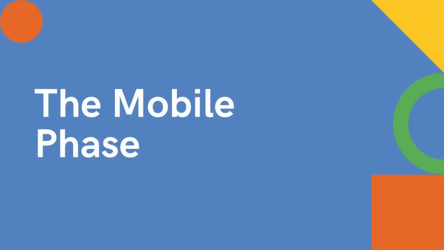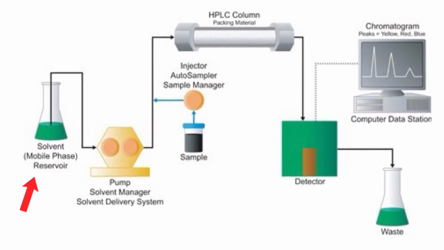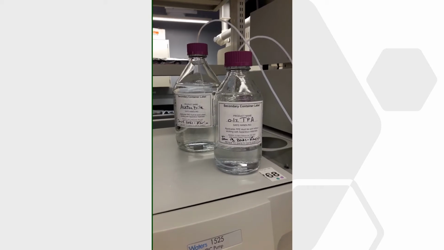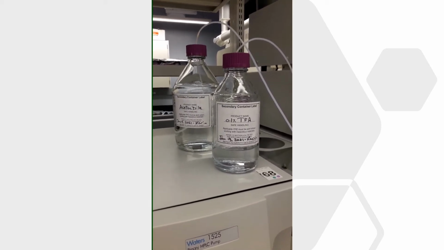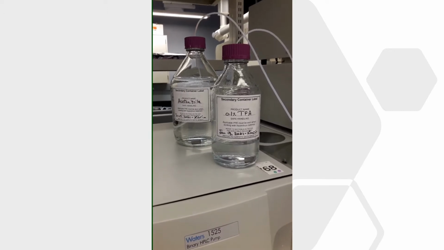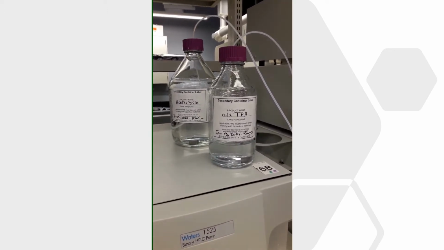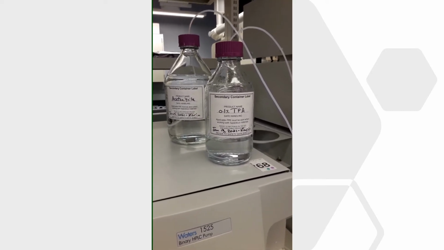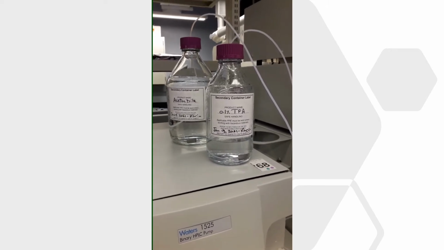Here we have the bottles of the mobile phase, which are usually a mixture of aqueous phase with a water-miscible organic solvent. We usually use acetonitrile or methanol as the organic solvent. Here I'm using acetonitrile with 0.1% trifluoroacetic acid solution in water. You can see I'm placing them in two different bottles, and I can control the ratio of both solvents through controlling our pump speed.